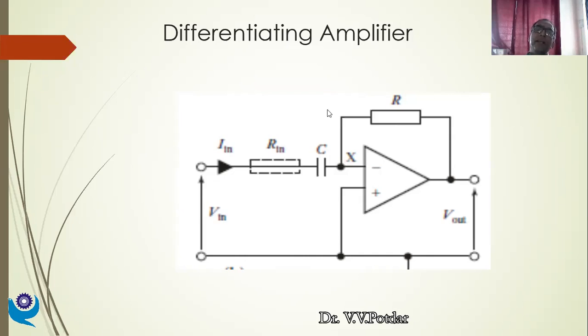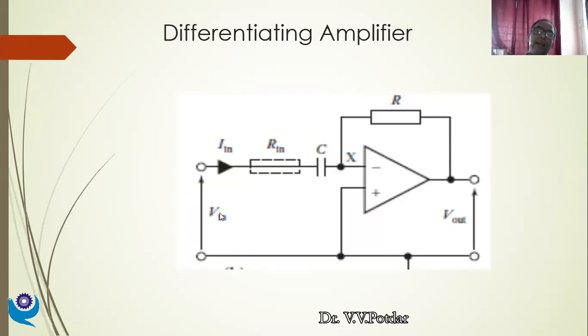In the differentiating operational amplifier, what is happening? This C is taken here and this R is taken here. So the OpAmp can be used as a differentiator. Forget about this dotted square. I'll talk to you regarding this later on. Think only about this capacitor C and this resistance R. So there are two loops once again. Now, in the first loop, the current flowing is I.